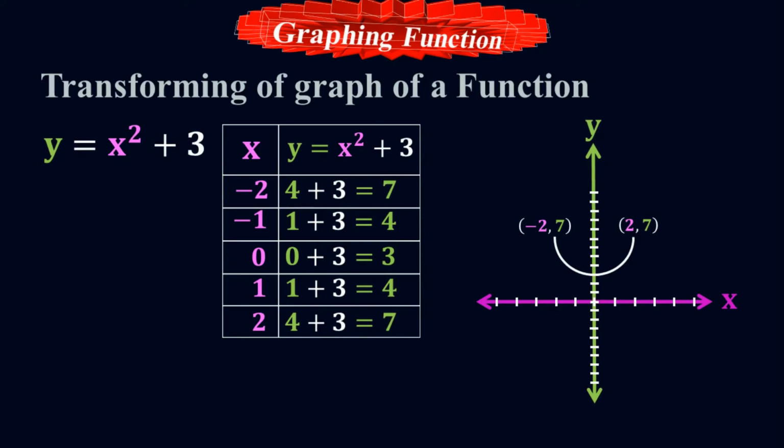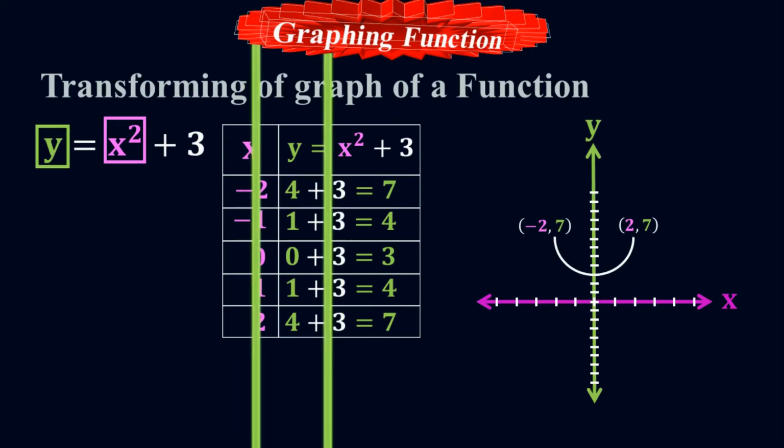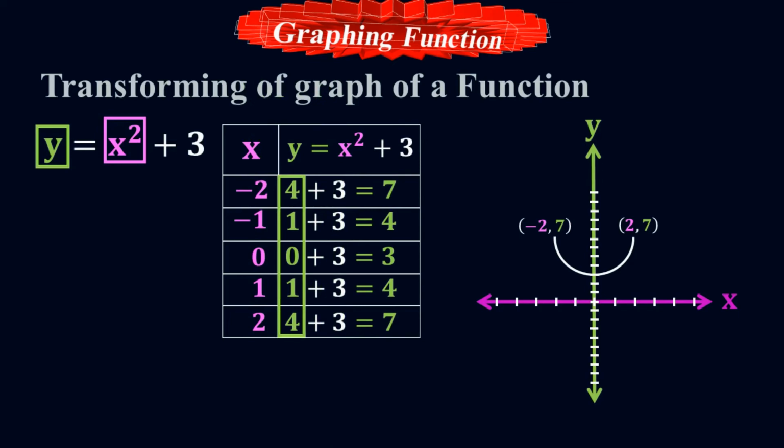Suppose for instance I want to ignore plus 3. I'm just talking about my original function, which was y equals x square. If I take only y equals x square, my y values are 4, 1, 0, 1, 4. My graph will be at this place. This is the old place of my graph. If you remember, my graph was at this place previously when I took only y equals x square.